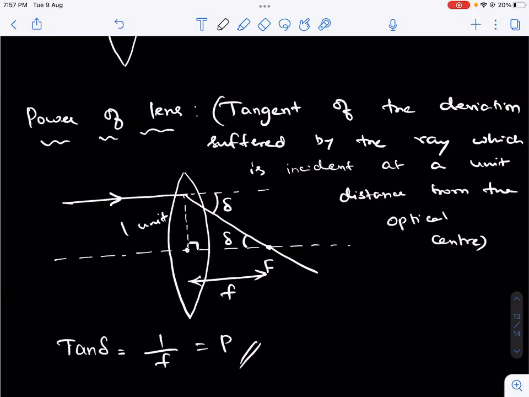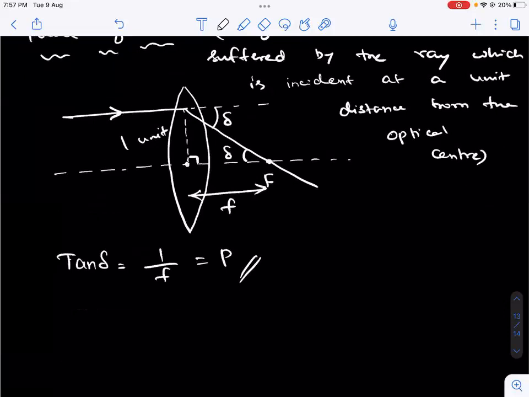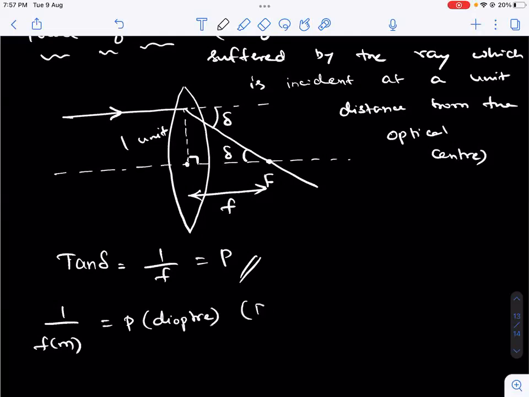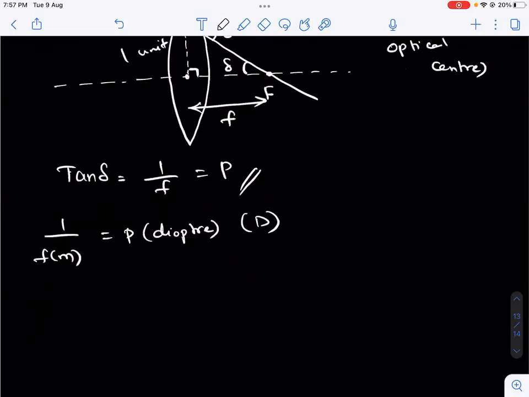And how is power measured? If focal length is in terms of meter, then power will be in terms of diopter, which is represented by the symbol capital D. So power will be equal to 100 divided by f if f is taken to be in centimeters. Is the point clear? So one diopter is either 1 by f in terms of meter or 100 by f in terms of centimeter.